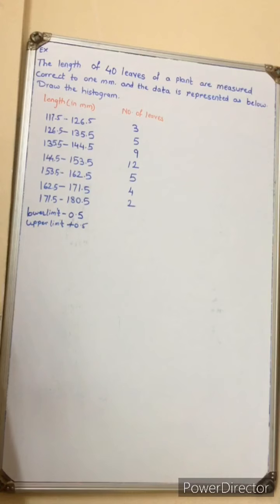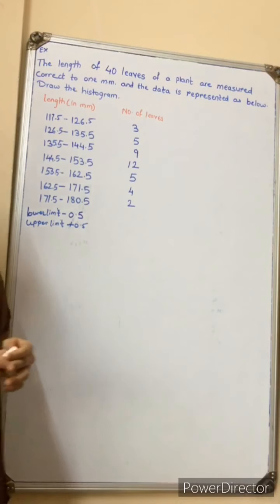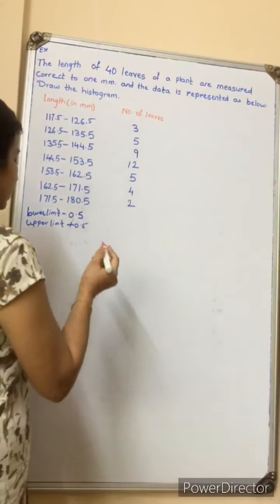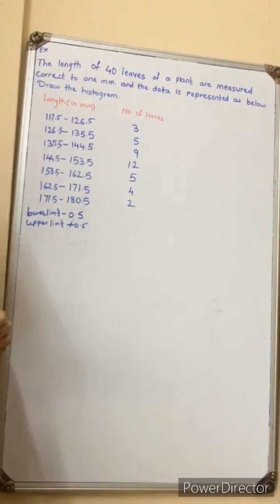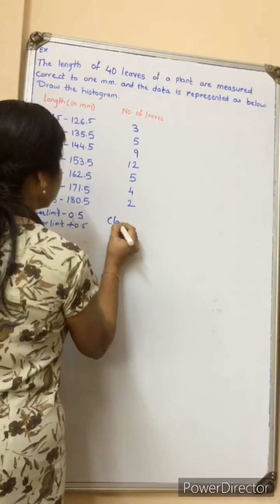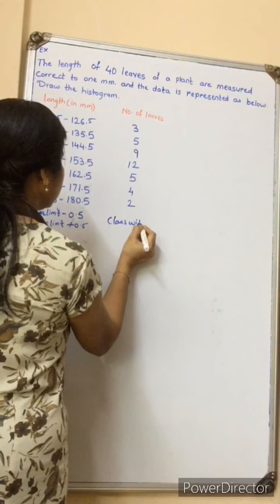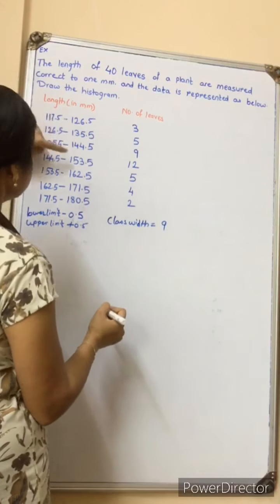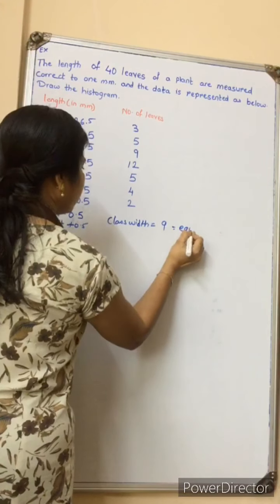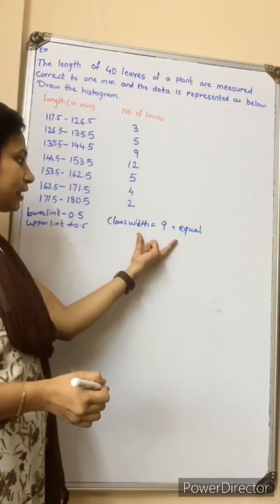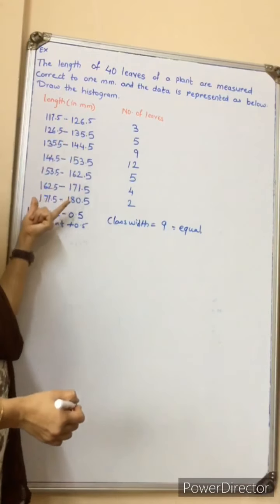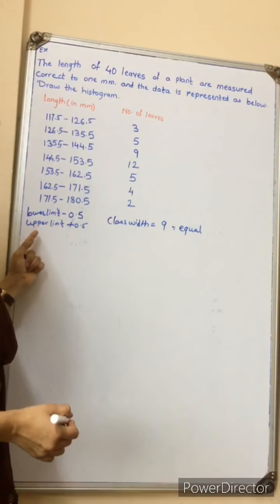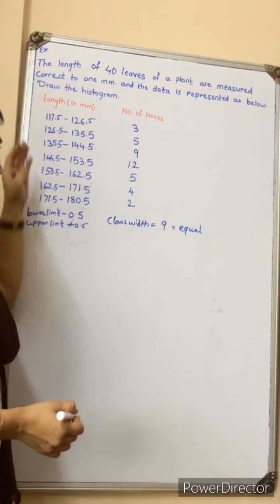First of all we have to prepare the classes. Next we see whether the class width is equal or not. If you see the class width, it is 9 for every class. That means it is equal for every class, so there is nothing to do about the class width. And if the classes are discontinuous, we make them continuous by taking the lower limit minus 0.5 and the upper limit plus 0.5. So all things are okay now.